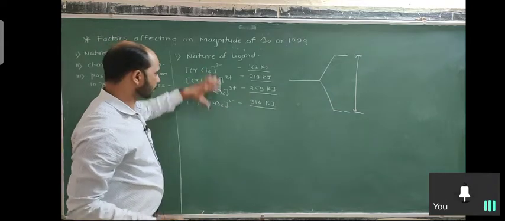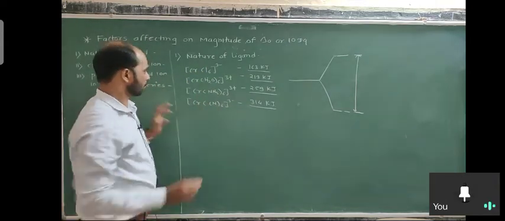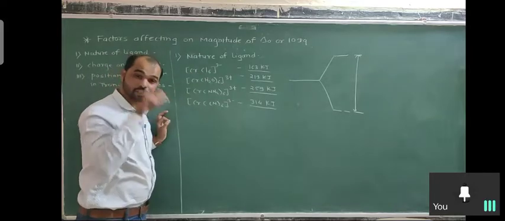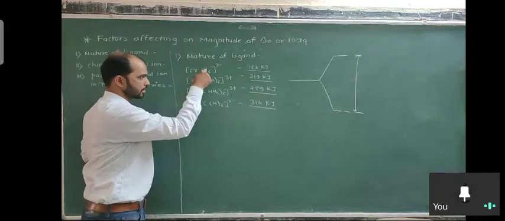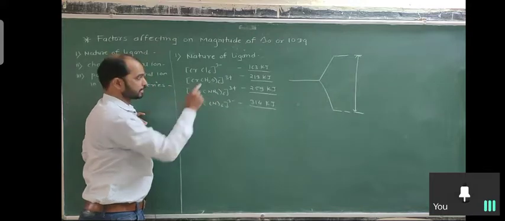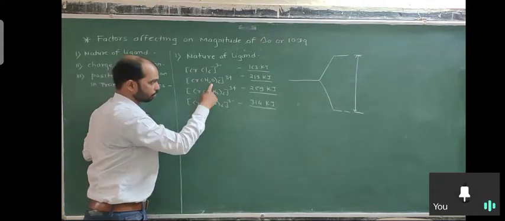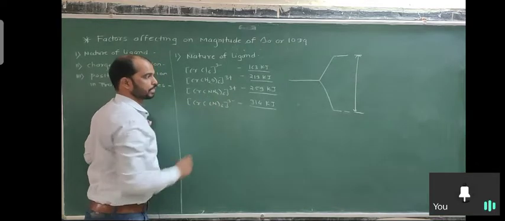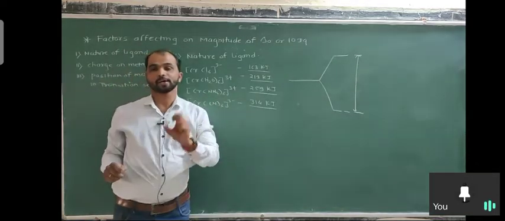So in the given consideration, we take the same metal ion and the same oxidation state, and just change the ligands. The ligand is Cl in the first case, then water molecule, then NH3 molecule, then CN. According to it, Cl is a stronger ligand.